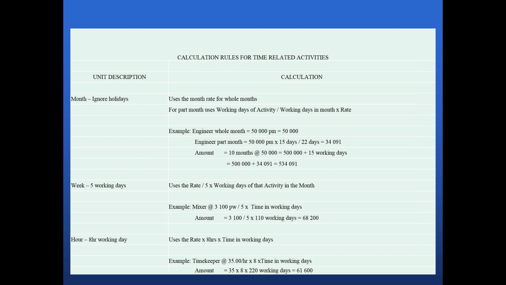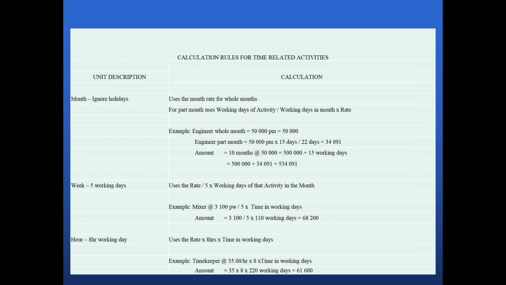A week using 5 working days will use the rate, divide by 5, and times the working days of that activity. For example, a mixer at 3,100 per week, we divide by 5 to get the daily rate and times the time in working days. So therefore, the amount is 3,100 divided by 5, and the program was 110 working days. The total will be 68,200.